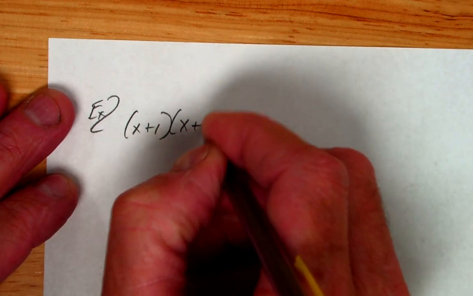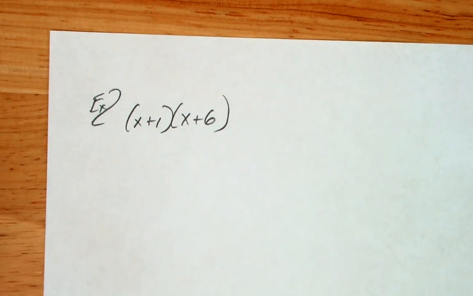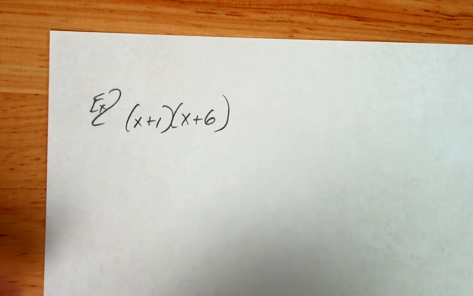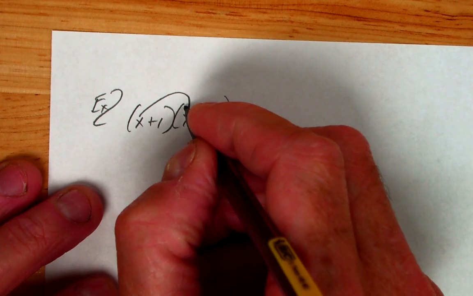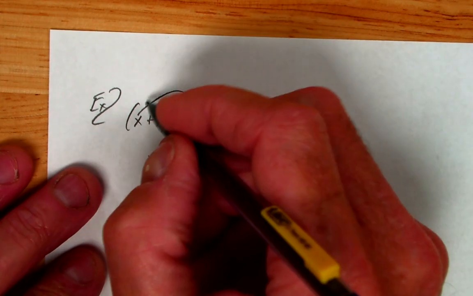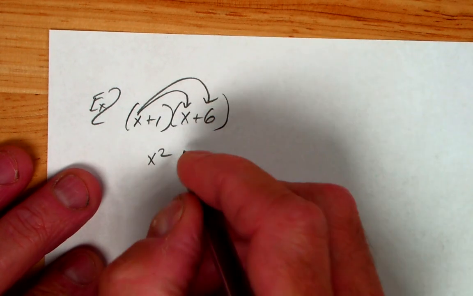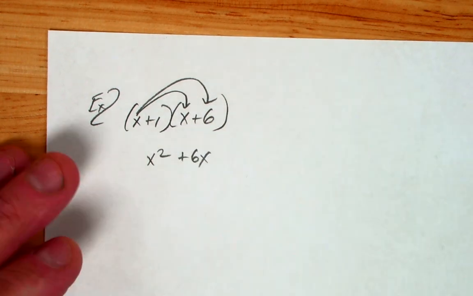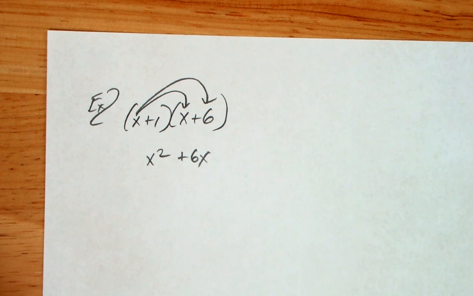It's not bad. x plus 1 times x plus 6. Let's review how to do this. If I'm going to multiply 2, these are called binomials because they have 2 terms each. x times x, x squared. x times 6, 6x. I cannot take that x any further through, so I know I'm done with that.